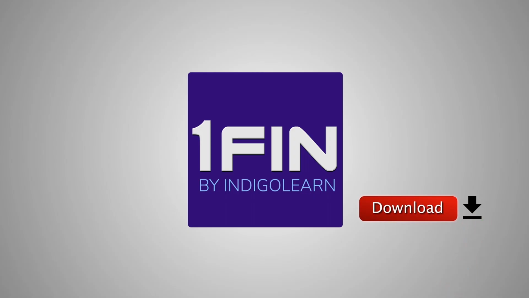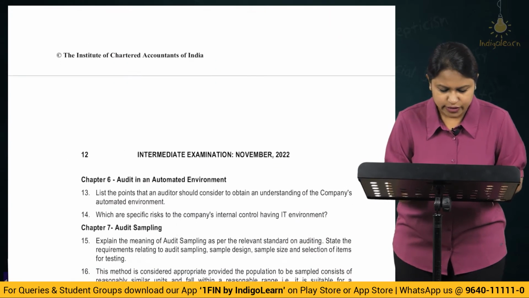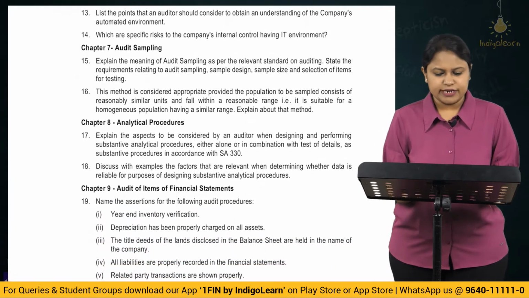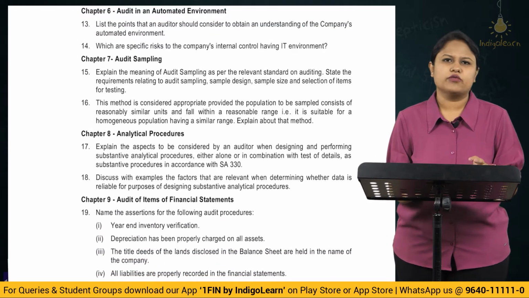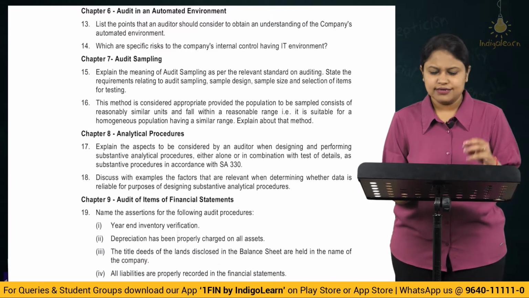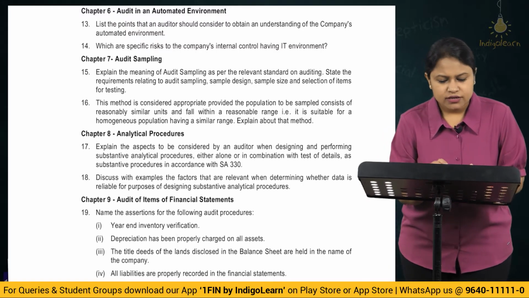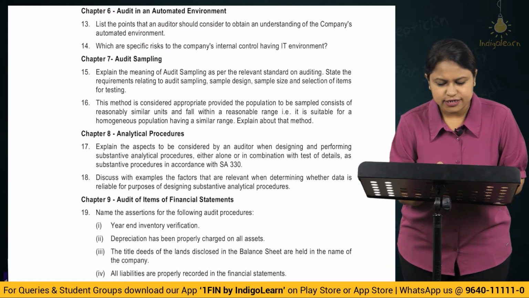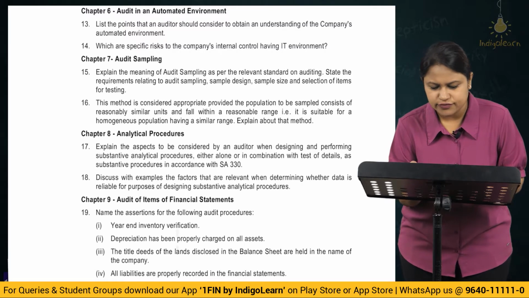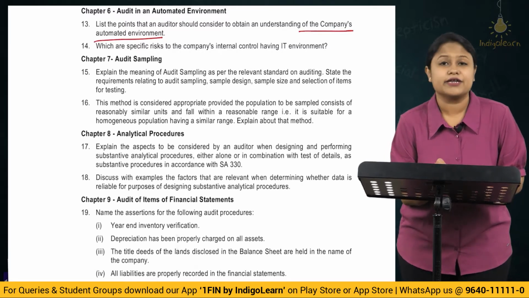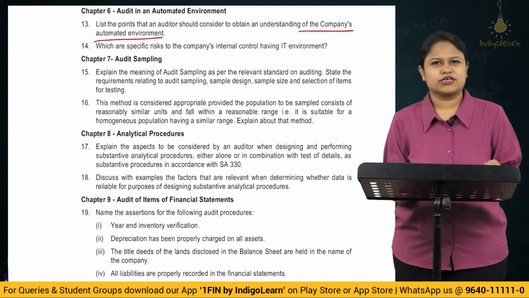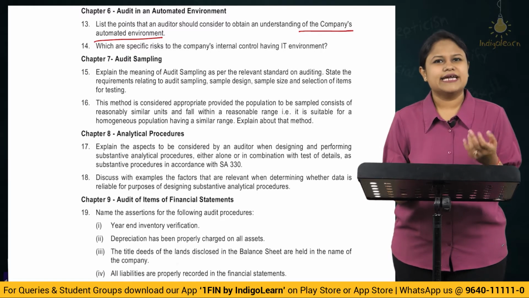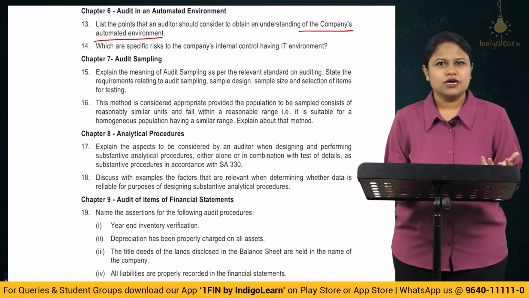Okay, so let us take now the 13th one. That is about audit in automated environment. These questions which are straightforward, we are not going to go into detail of answering them. They are readily available. So here, list the points that an auditor should consider to obtain an understanding of the company's automated environment. So it's basically the IT structure, the internal controls there, the IT environment, the architecture, all of that.